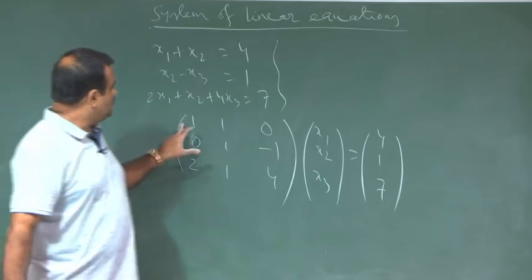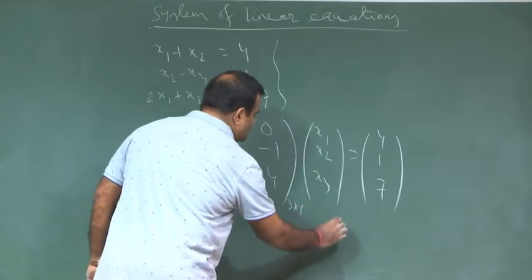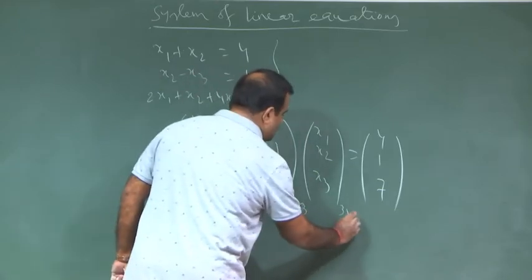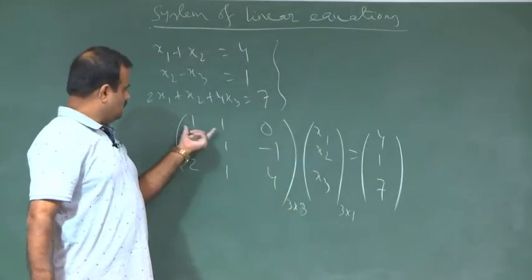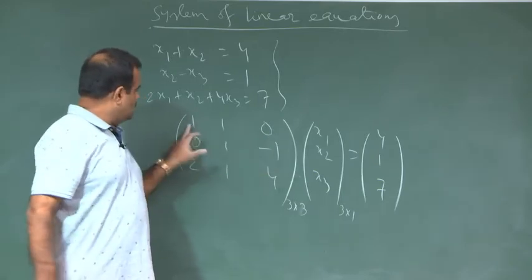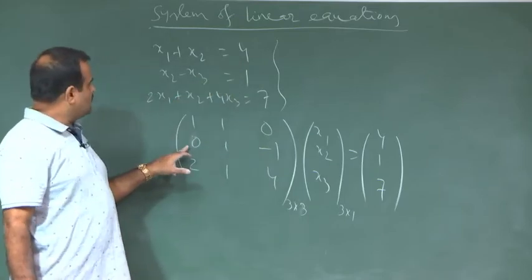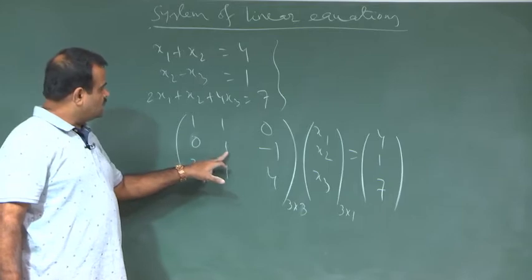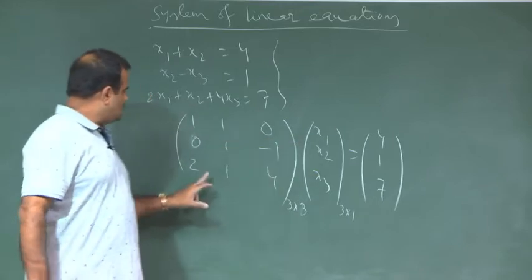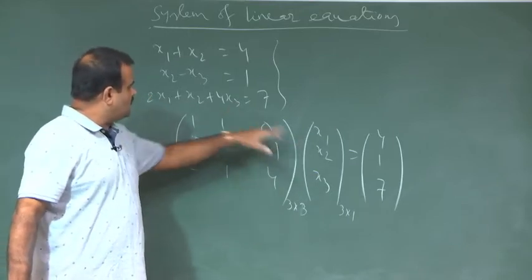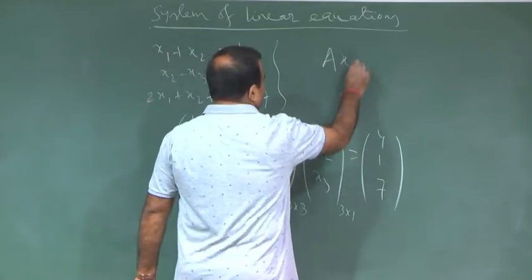This is a 3 by 3 matrix, and the vectors are 3 by 1 matrices. If you multiply these two, it will give us a 3 by 1 matrix, which is the same. So what is the first row of that? x1 + x2 = 4, that is the first equation. Then the second, x2 - x3 = 1. And the third, 2x1 + x2 + 4x3 = 7. So any system of equations can be written in matrix form like Ax = b.